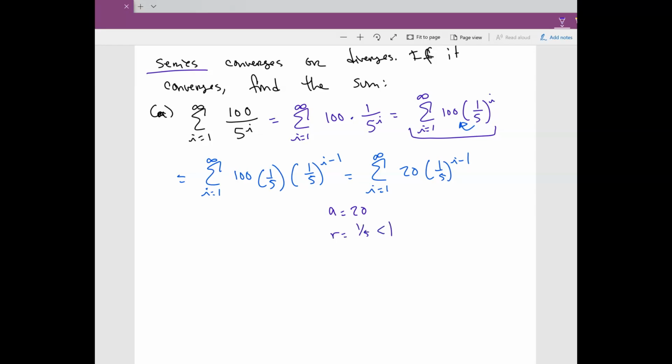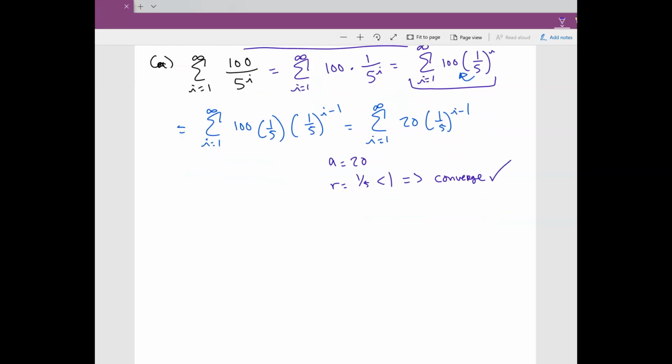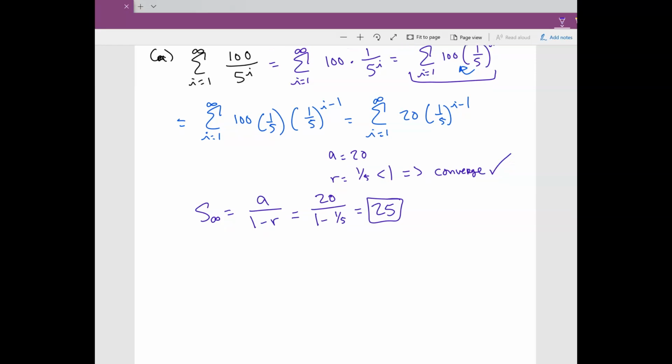Because 1/5 is less than 1, we know that this converges. Now all we have to do is find the sum. S sub infinity is equal to a over 1 minus r. A is 20, divided by 1 minus r, which is 1/5. And this is going to give me 25 when I put it in the calculator. All right, let's do another one.